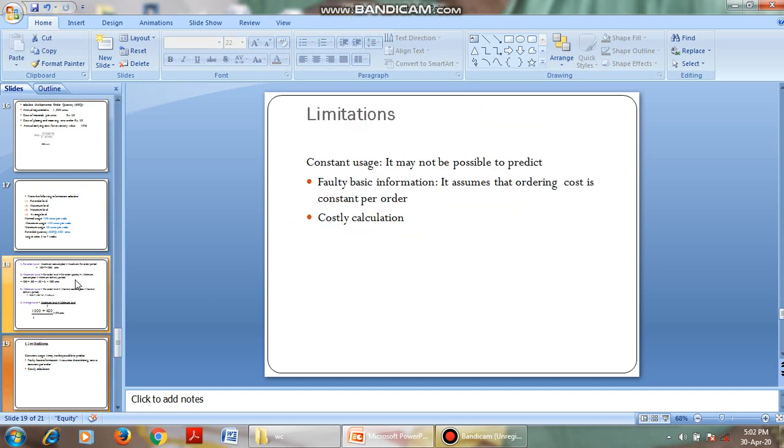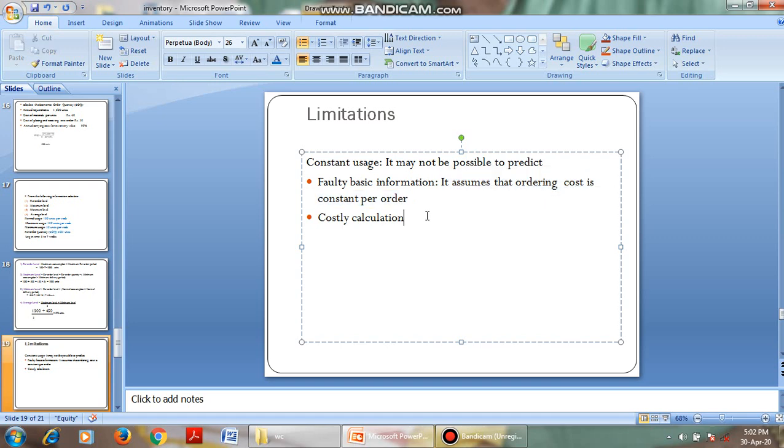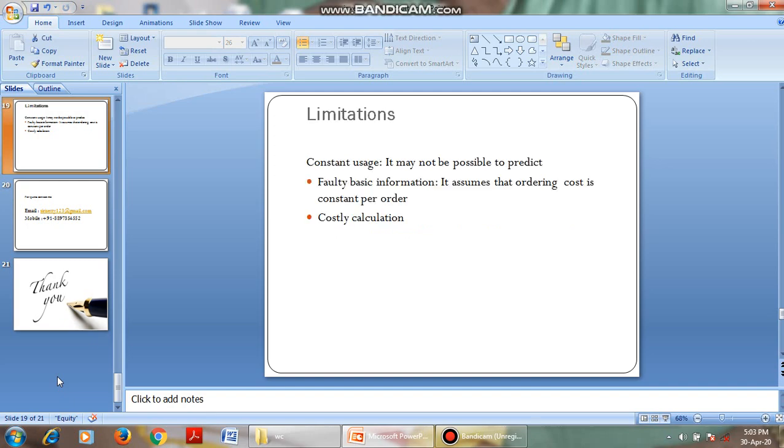Okay, now coming to the limitations of EOQ analysis. There must be a constant usage of raw material, and it relies on faulty basic information, that is, it assumes that the ordering cost is constant per order, that for every order the ordering cost is constant. And it is costly in calculation. Okay, this is a brief about EOQ.